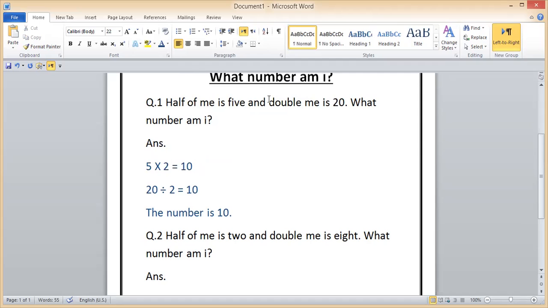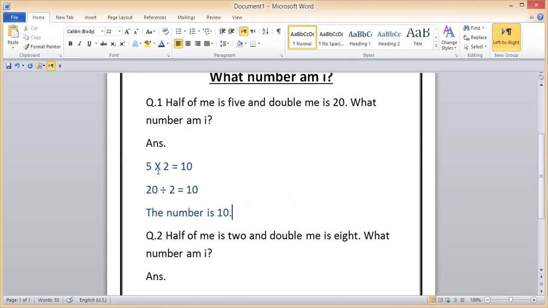Now, the second hint is double of me is 20. You know double of that number is 20, so find the inverse, half of 20. In order to find half, you divide by 2. So 20 divided by 2 equals 10, because in the table of 2, 10 multiplied by 2 equals 20. In both ways, the answer is the same. Either you double 5 or take half of 20, you will find the same number.